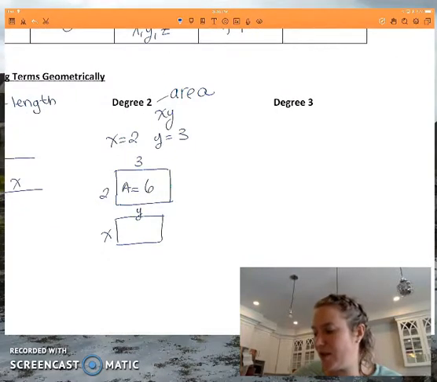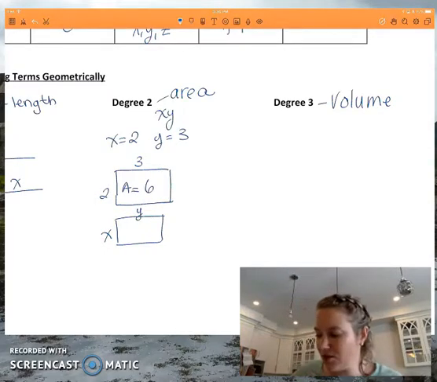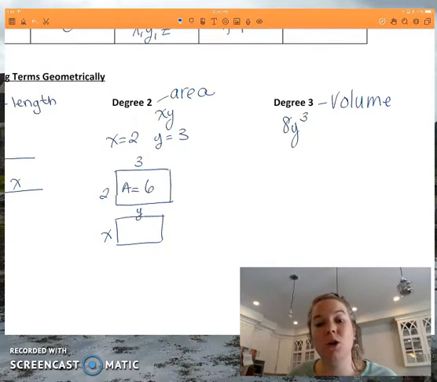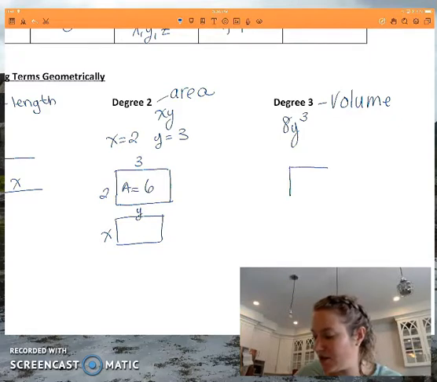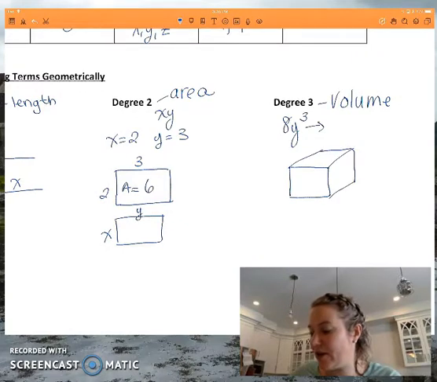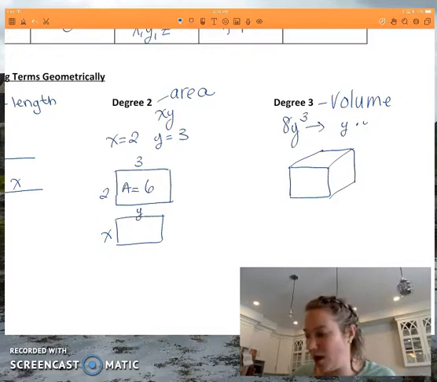Let's go to degree 3. Degree 3 can be represented as a volume. So let's say 8y cubed. I'm representing this as a volume, so 3 dimensions, like that. And I want to take this and split this up. So what I've got here, I'm going to have y times y times y. Y times y times y is y cubed.